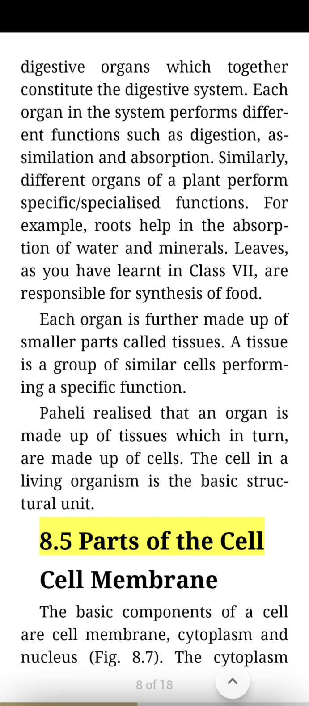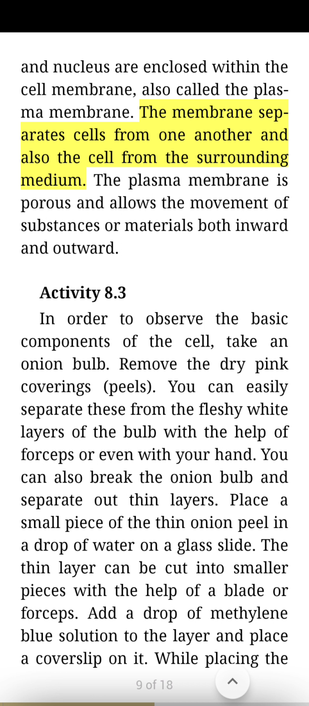8.5 Parts of the cell. Cell membrane. The basic components of a cell are cell membrane, cytoplasm and nucleus. Fig. 8.7. The cytoplasm and nucleus are enclosed within the cell membrane, also called the plasma membrane. The membrane separates cells from one another and also the cell from the surrounding medium. The plasma membrane is porous and allows the movement of substances or materials both inward and outward.